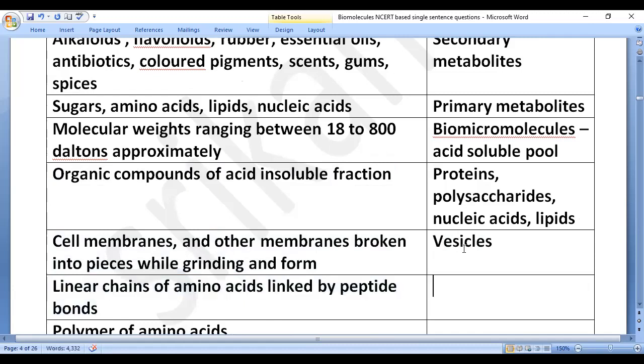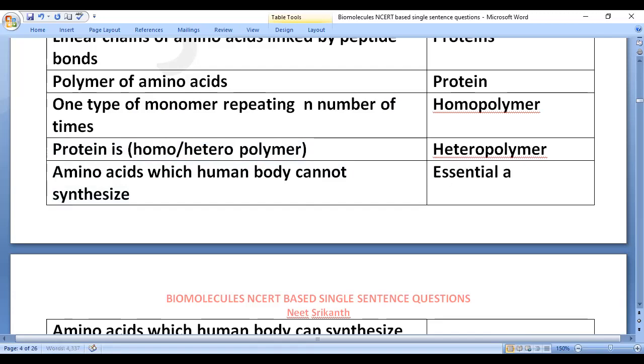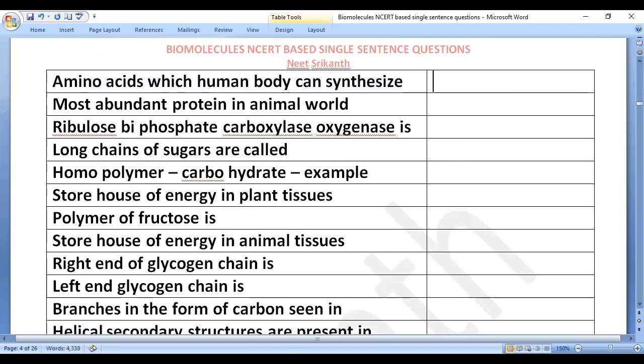Linear chains of amino acids linked by peptide bonds are proteins. A polymer of amino acids is called protein. One type of monomer repeating n number of times is called a homopolymer. Protein is a heteropolymer. Amino acids which the human body cannot synthesize are called essential amino acids. Amino acids which the human body can synthesize are non-essential amino acids.